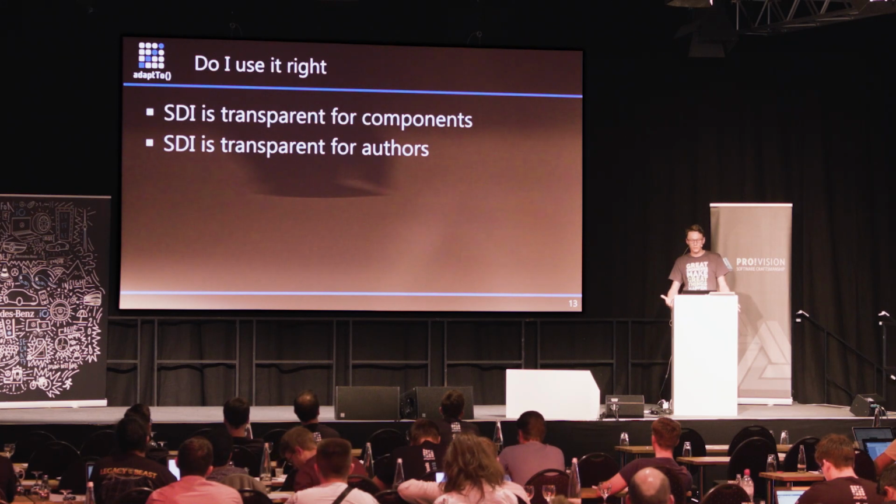So how can we use it and when is it right? SDI is transparent for components, so we shouldn't worry about that. And SDI is also transparent for authors. If it isn't, then probably something is wrong with our application. To configure SDI, we should provide some OSGi configuration, and that's it. We also provide some improvements on our Apache level, and that's all. So it should be very fast.